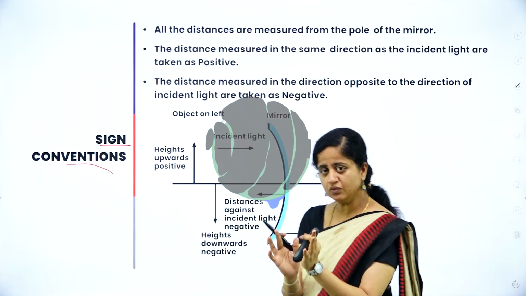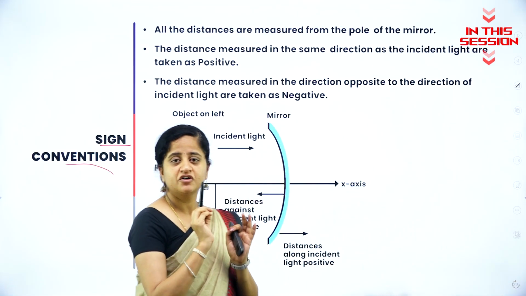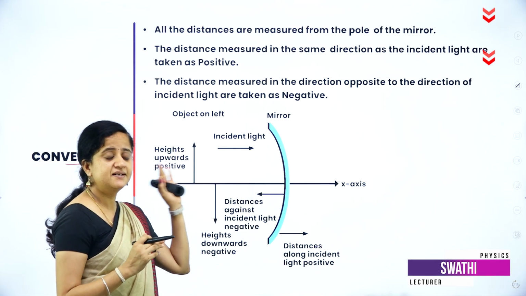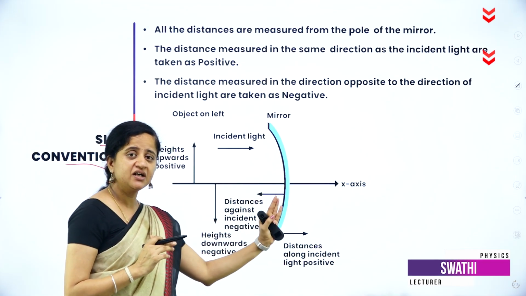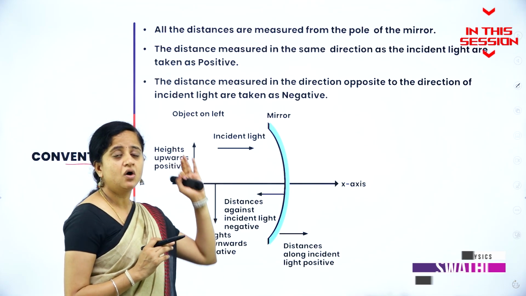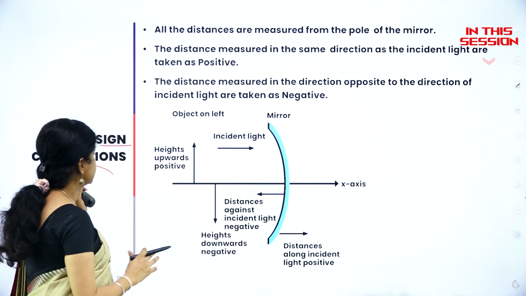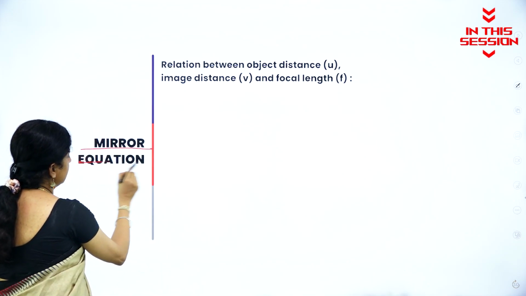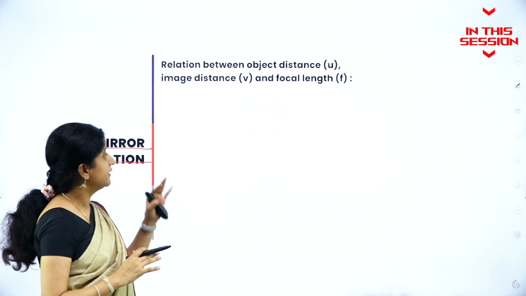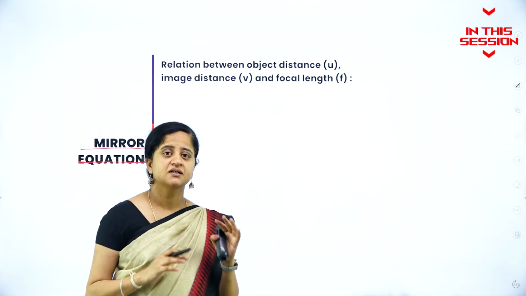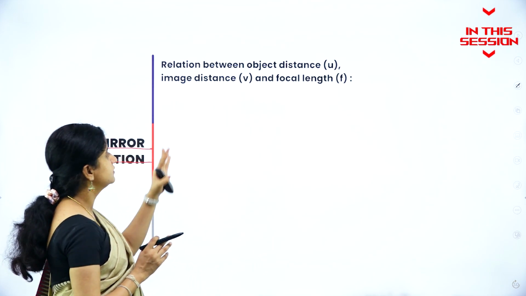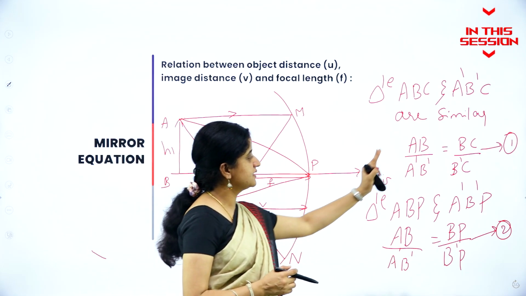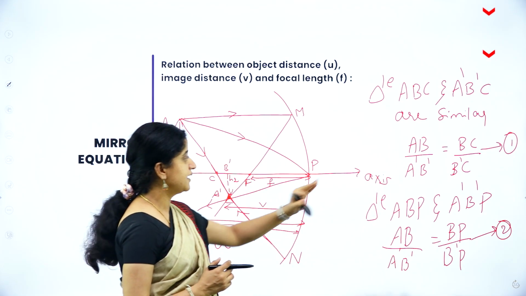There are certain rules to write or to take the positive or negative sign for the distances, and where we can measure the distance from. All these rules are called sign convention. So the next important thing is the mirror equation, which gives us the relation between the object distance and the image distance and the focal length. Look at equation 1 and 2. In both the equations, the LHS are the same, but the RHS is different.